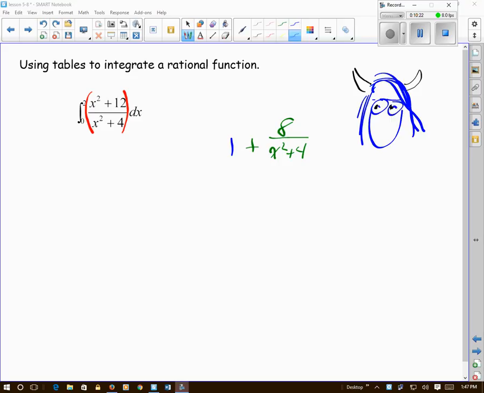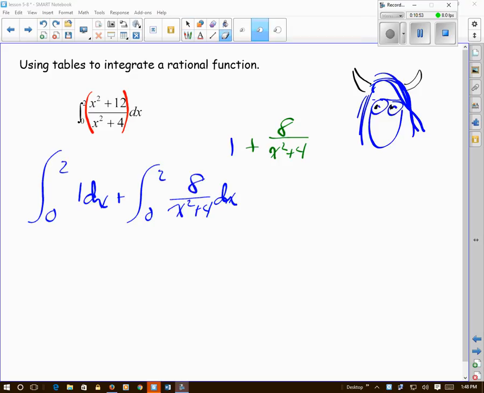So we have the integral then from 0 to 2 of 1. Now, since this is an addition, can I split the integral up into two parts? 1 dx plus the integral from 0 to 2, 8 over x squared plus 4 dx. Could I do one little change there? Do you see a little change I might want to make on that? Let's move the 8 out in front of the integral.